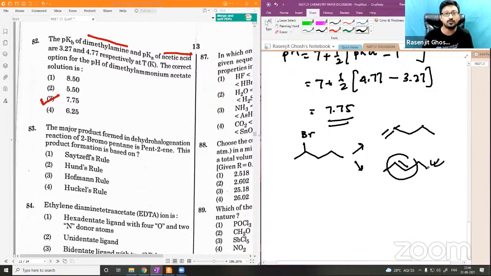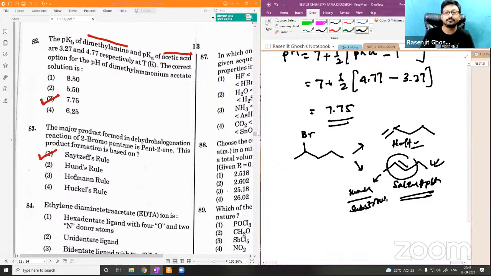Definitely it is going to form this one, because it forms the more substituted alkene, and that is the direct consequence given by the Saytzeff rule. And this is known as the Saytzeff product, and this is known as the Hofmann product. And it is stable. Why? Because it is more substituted, and more substituted alkenes are more stable due to the hyperconjugation that all of you know. It's a very simple thing, right? So the correct answer will be the Saytzeff rule.